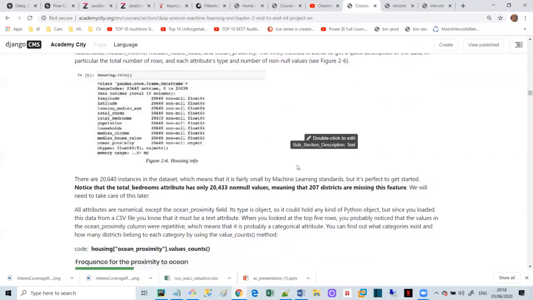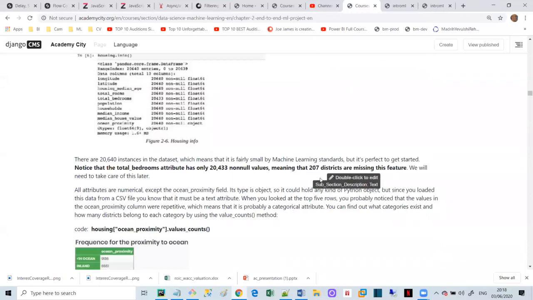What do we do with those missing data? We'll talk about it. In fact, how many are missing? It's simply 20,640 minus the amount we see here, 20,433. That means I am missing 207 data of total bedrooms. So what am I going to do with those? Should I erase those rows because I can't use them, since I'm missing data, or fill them up with something? So we will get to that, okay?